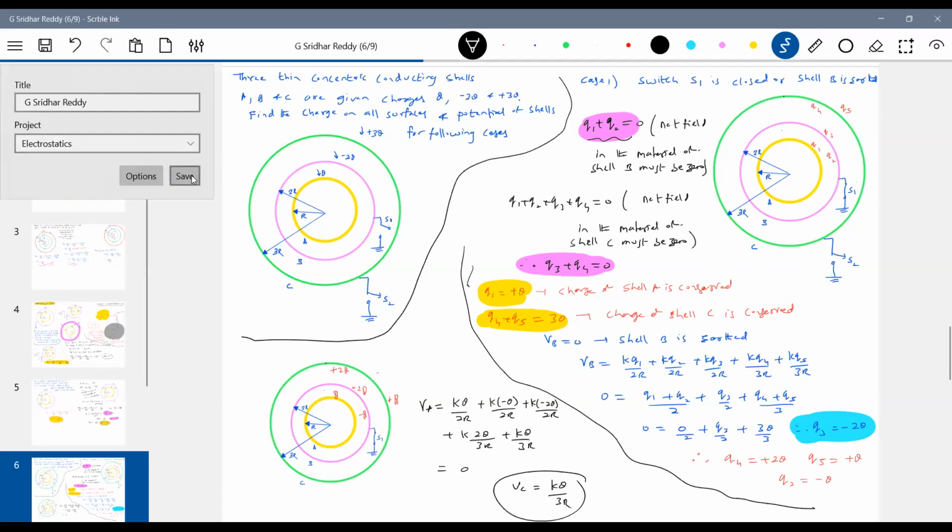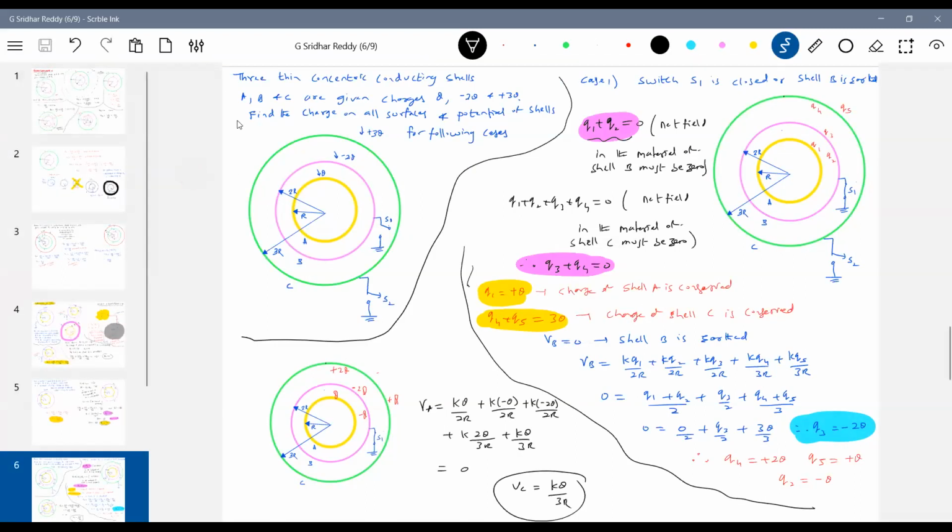Sir, in potential at A, is it not KQ by R, sir? Yes, it should be. I think the answer will change, no. Check now the answer. You check it. KQ by R, KQ minus KQ by 2R. Yeah, fine. Yeah, some correction is there.